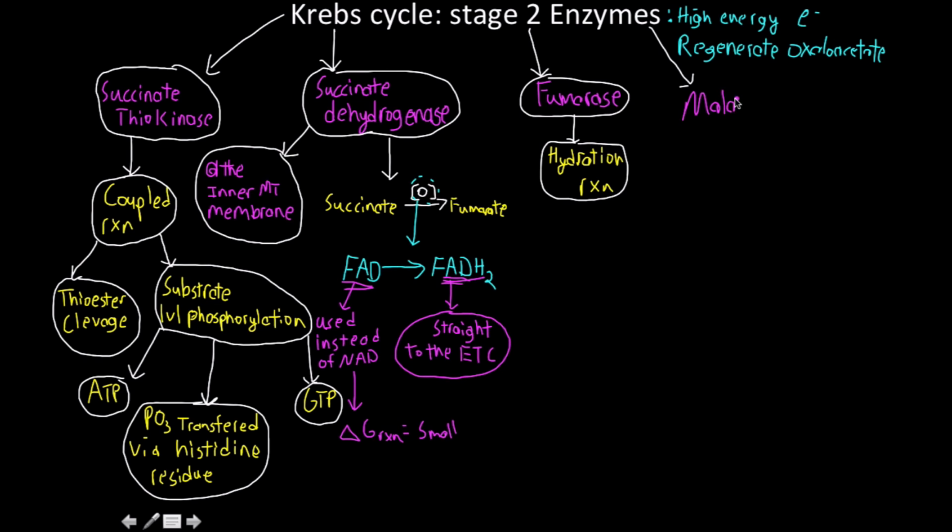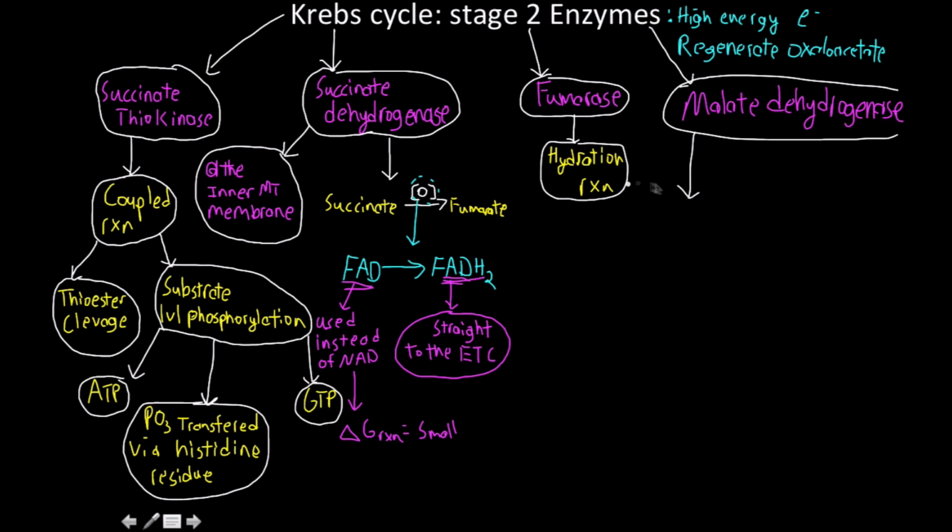The last enzyme is malate dehydrogenase, and it's really a lot like succinate dehydrogenase in terms of the reaction. We have the conversion of malate to oxaloacetate. I meant to draw that arrow in white, but oh well. And from the oxidation of this, obviously we can't have one without the other, we are going to convert NAD plus into NADH.